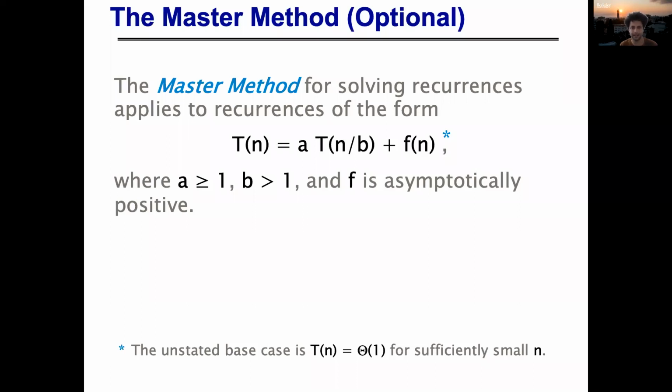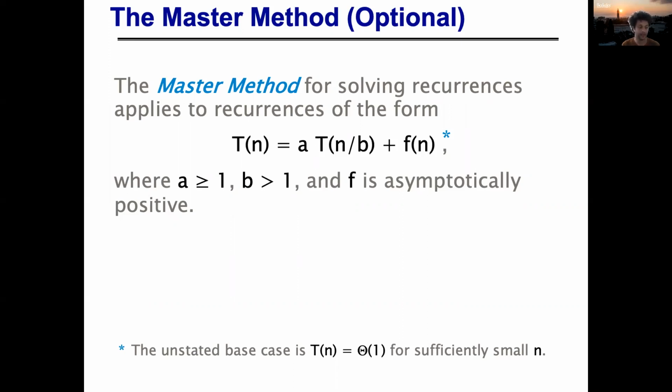So what is the master method? It is really for solving a recurrence of the following kind. You have a problem of size n, and you're dividing this into subproblems of size n over b each. And there are a such subproblems. And the cost at each level of recursion is a function of n. This might be the cost of combining, the cost of splitting. We're not specifying what that is.